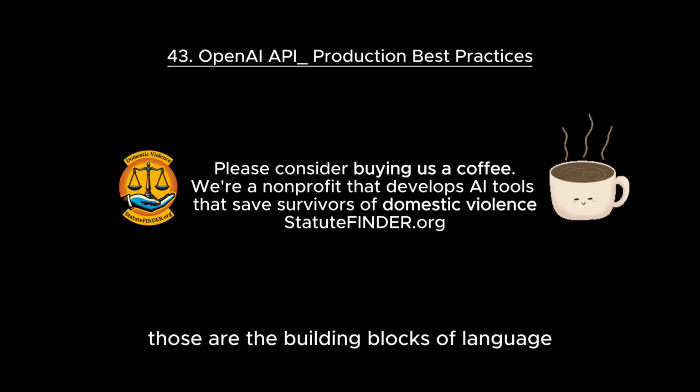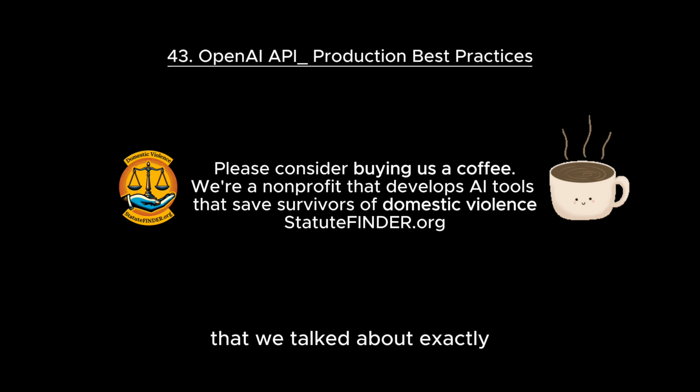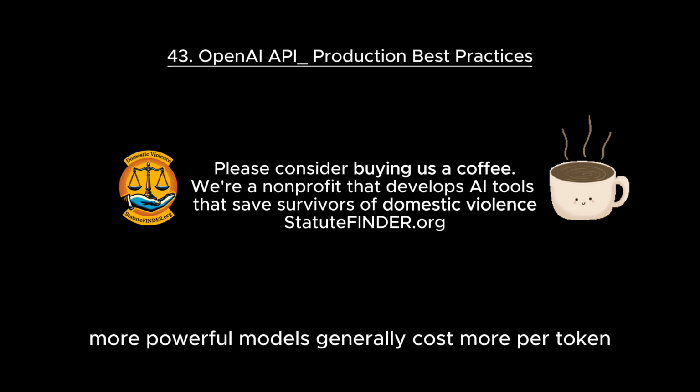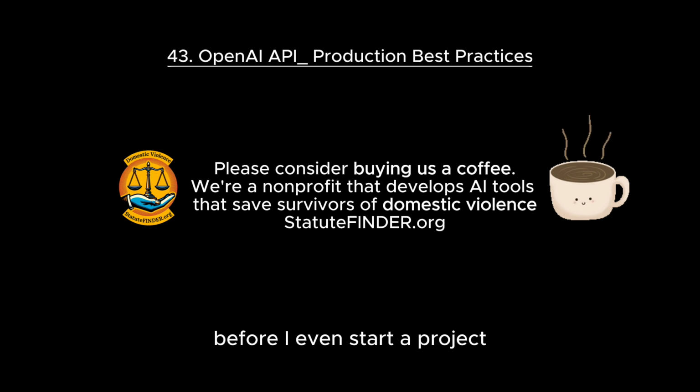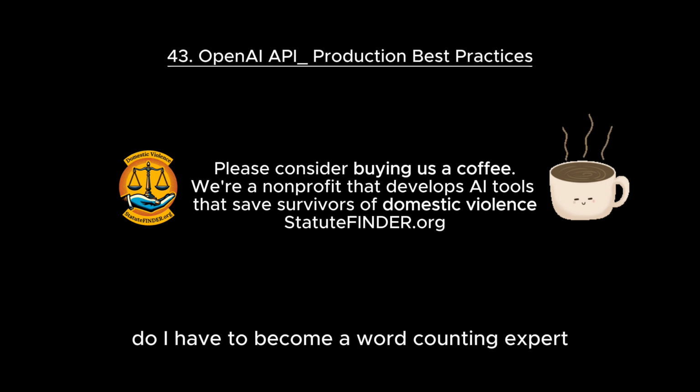Okay, tokens, those are the building blocks of language that we talked about earlier, right? Exactly. And the cost per token varies depending on the model you're using. More powerful models generally cost more per token. That makes sense. So how do I know how many tokens I'm going to use before I even start a project? Do I have to become a word counting expert?